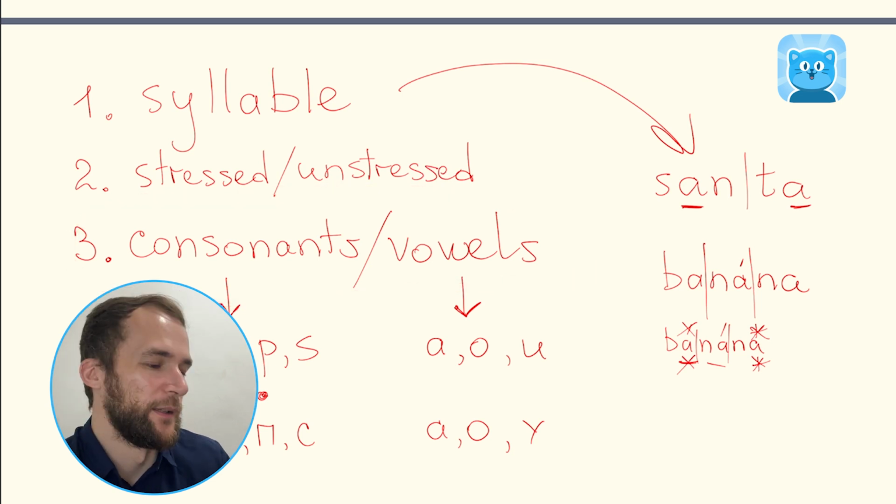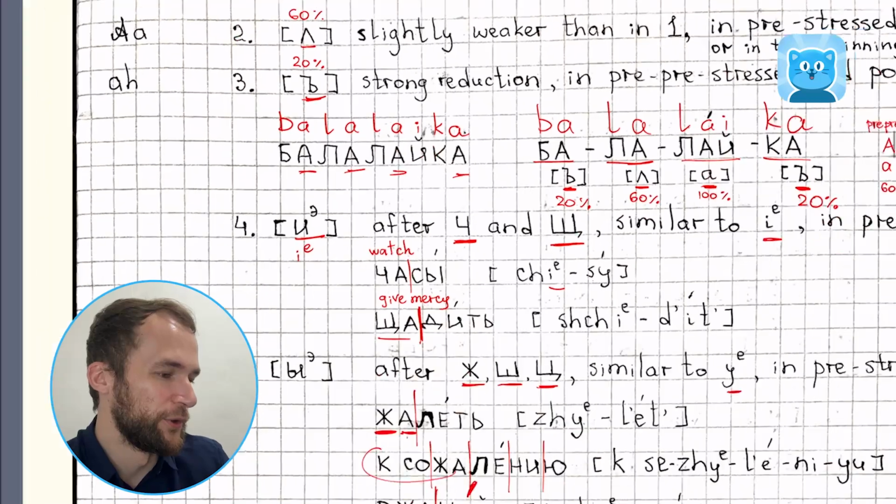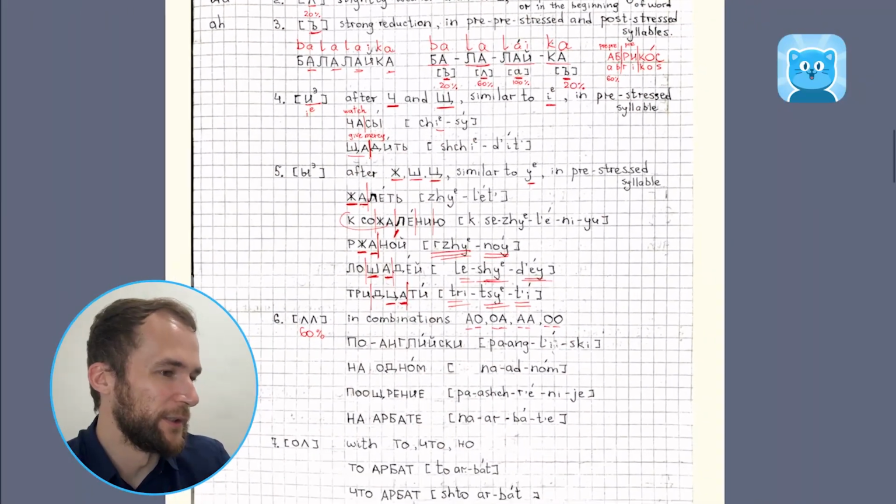Okay, and we learned together what a syllable is, stressed and unstressed syllables, and what consonants and vowels are. And we were able to learn letter A and the sounds that it makes. Okay, that's it for today, guys, for this class.